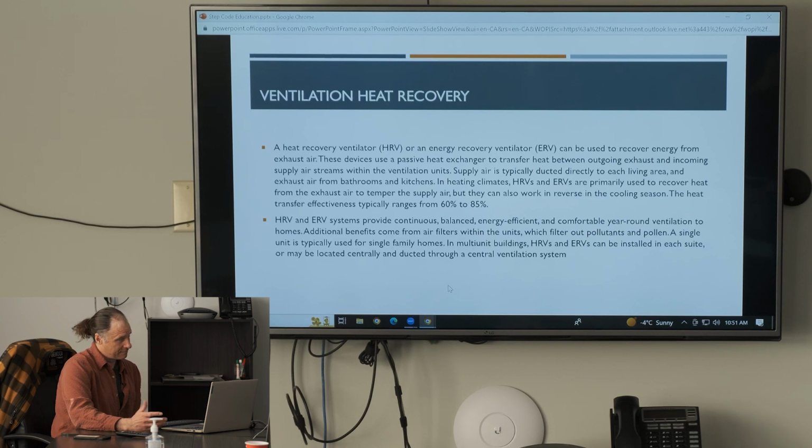So that's definitely a benefit. You can install these systems with air filters, which we've seen in fire season can be pretty important. We get filtered air coming into the house. In multi-unit buildings, HRVs and ERVs can be installed in each suite or may be located centrally and ducted through a central ventilation system. So that efficiency of 60 to 85% is no ringing endorsement at all.